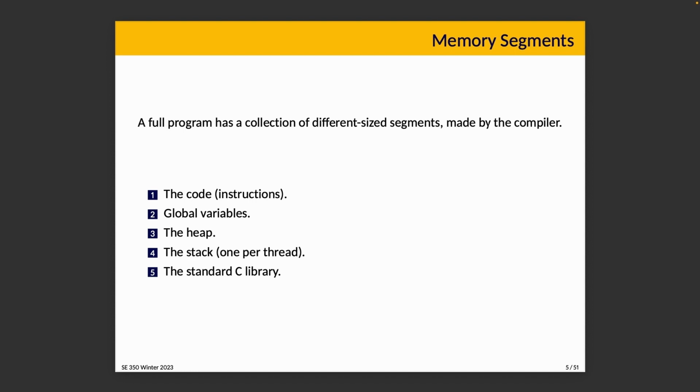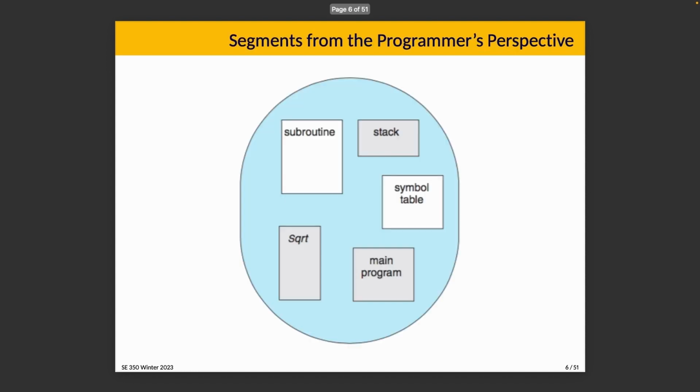And we have the heap. We have the stack, keeping in mind that each thread has its own stack, so there are potentially many stacks depending on how many threads we have. And then the standard C library is also generally in memory, and other libraries could be there as well. Okay, so far so good.